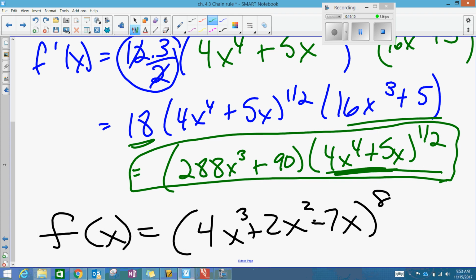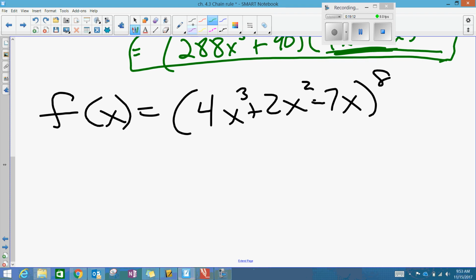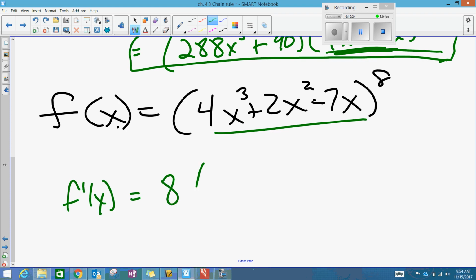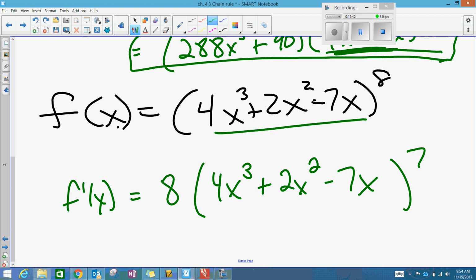So final answer. Okay, and this last one is actually a pretty simple one that we'll just do together real quick. So, sorry about that. So again, it's just a normal chain rule. Outside function is x to the 8th. Inside function is right here. So the derivative would be 8 to the 7th. And we've got 4x to the 3rd plus 2x squared minus 7x. We multiply the outside by the derivative of the inside.